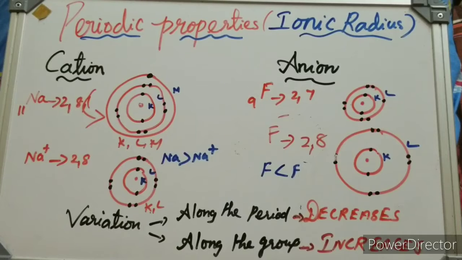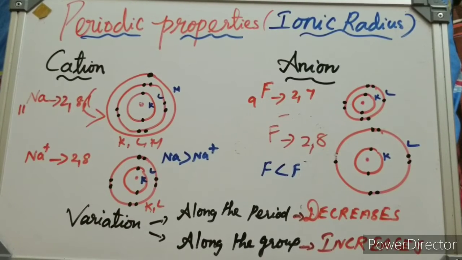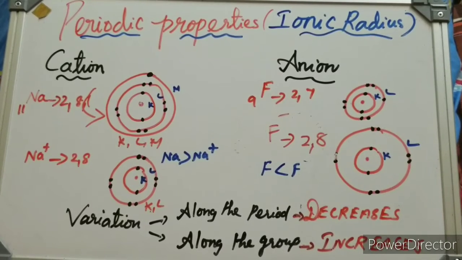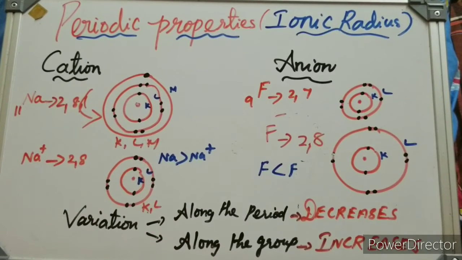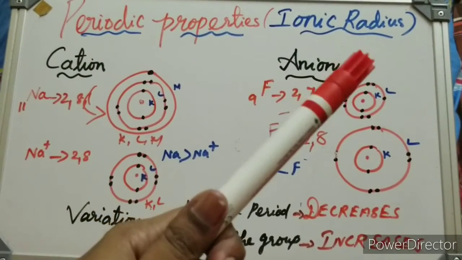Hello students, hi everyone. In this video I am going to explain the next periodic property, ionic radius. In the previous video I explained the first periodic property, atomic radius. This topic is in the 10th standard periodic classification of elements lesson. So today I am going to explain the ionic radius.